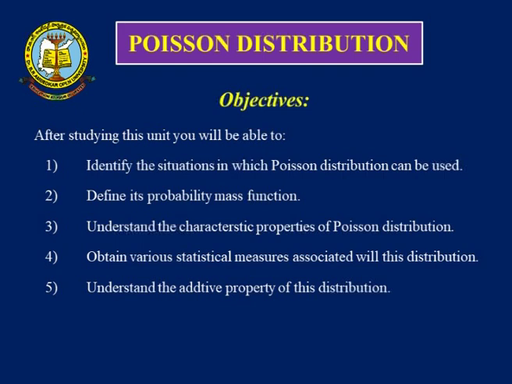Define its probability mass function. Understand the characteristic properties of Poisson distribution. Obtain various statistical measures associated with this distribution. Understand the additive property of this distribution. These are the objectives of this particular distribution.